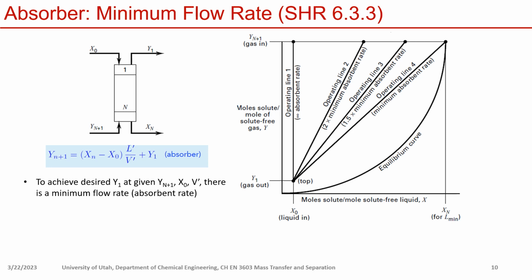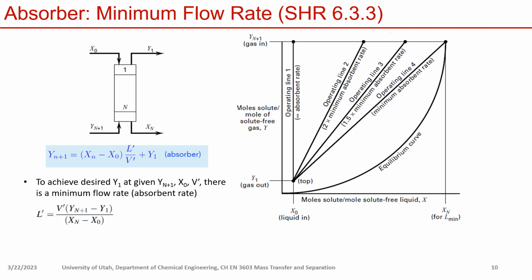Because if you further reduce the flow rate, then you will get a line that's below this line. That line will cross yn plus 1 at this point here, and that is a composition beyond the equilibrium curve, so it cannot be achieved.